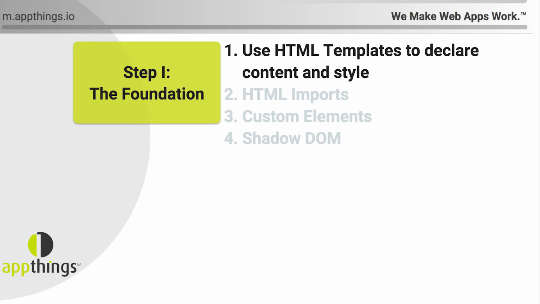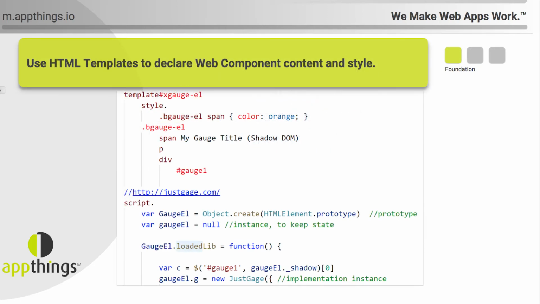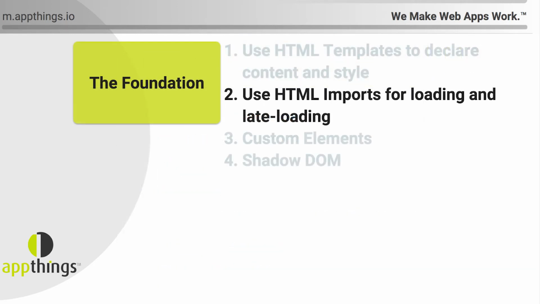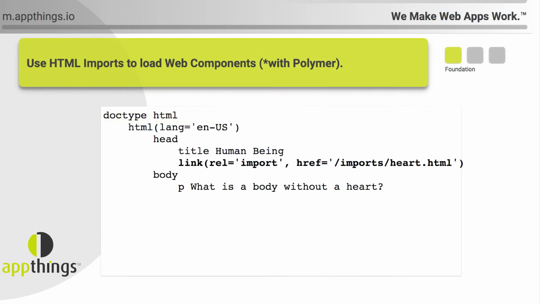So there are really 4 pieces of this. The first one, HTML templates, you use that to declare the content and the style. We've already seen this one. Yeah, template at the top, HTML, style, bottom, script. The second part is HTML imports for loading and late loading. Now you have to get these web components somehow onto your page, into your app. And HTML imports is one way to do that. There's other ways, but essentially what HTML import looks like is this.